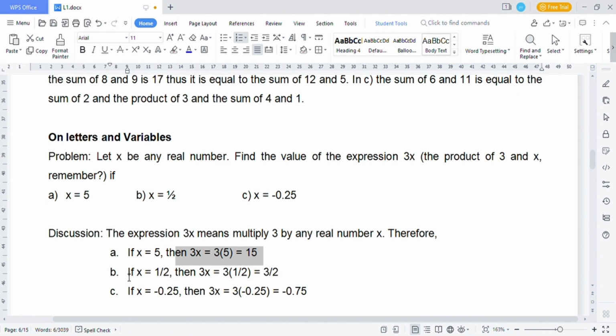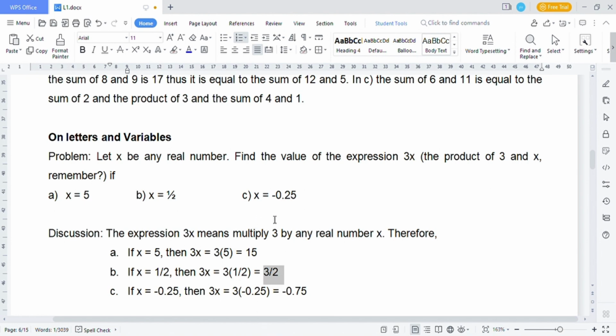Okay? For letter B, if our x is equal to 1 half, then in 3x, we replace x with 1 half. So that will be equal to 3 times 1 half. The answer is 3 over 2, because 3 times 1 is 3 over 2.